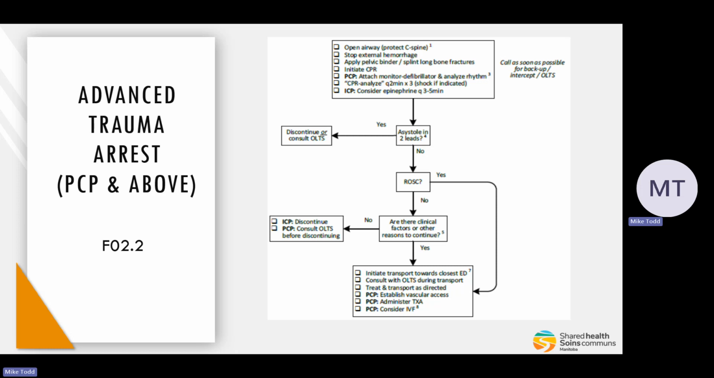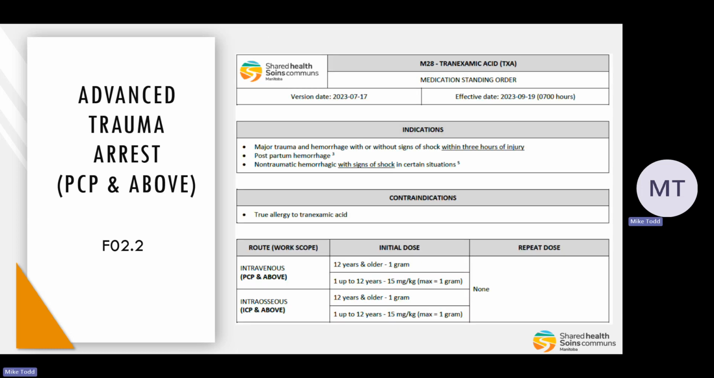Because if you haven't got IV access, now's the time to do it. So we can get that IV access, IO access, and consider giving epinephrine as well if they're still in arrest. If you're already done, we can look at giving TXA for these patients once we get vascular access. So with that, we can give TXA in accordance with M28, tranexamic acid, and we consider IV fluids.